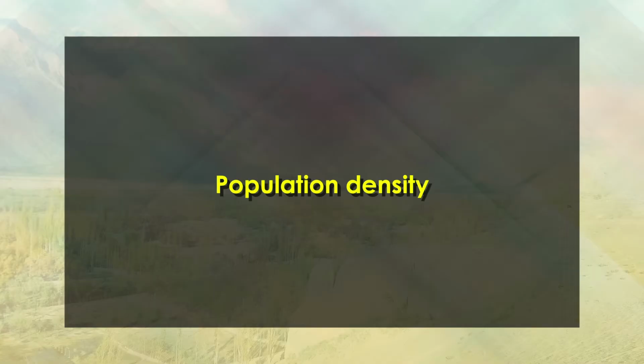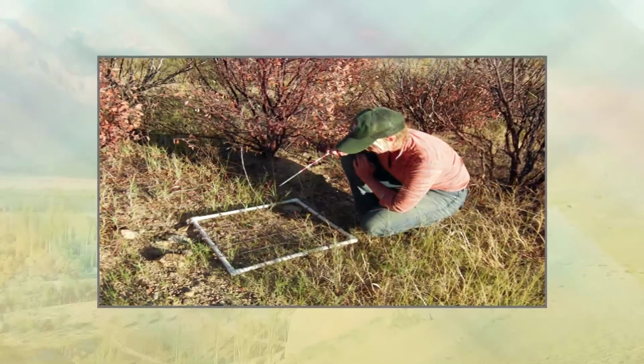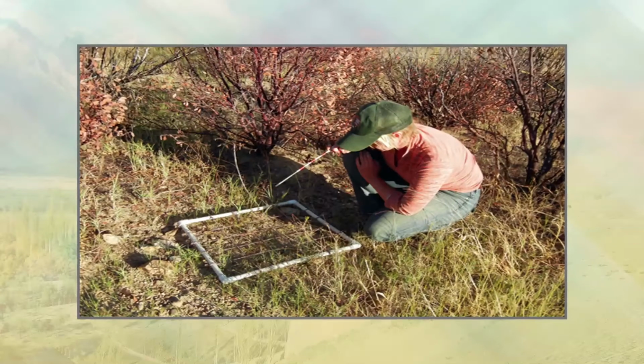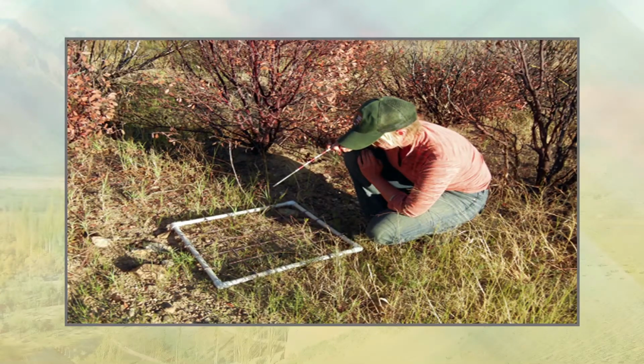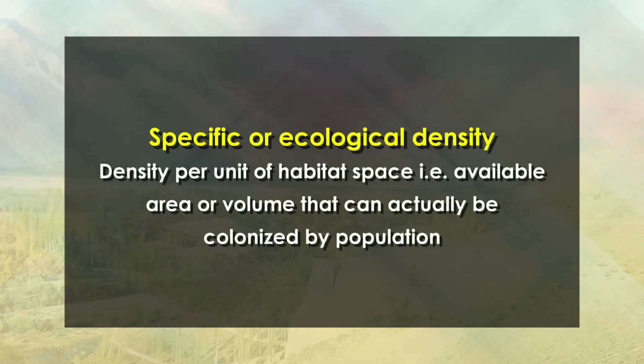Let's first move to population density. Density is expressed as the total number of individuals per unit area or volume at a given time. The two types of densities are: number 1, crude density, which is defined as the density per unit total space, and specific or ecological density, which is the density per unit of habitat space, that is available area or volume that can actually be colonized by the population.